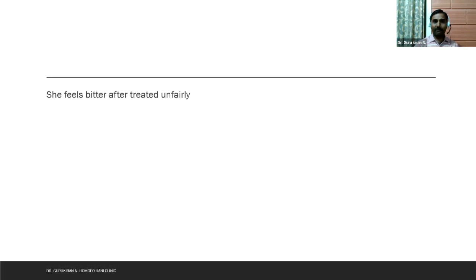She feels bitter after being treated unfairly. What is this? The patient feels very bitter after being treated unfairly. Resentment. The major remedies are natrium, nitric acid, nux vomica, rhus tox, and sulfur.